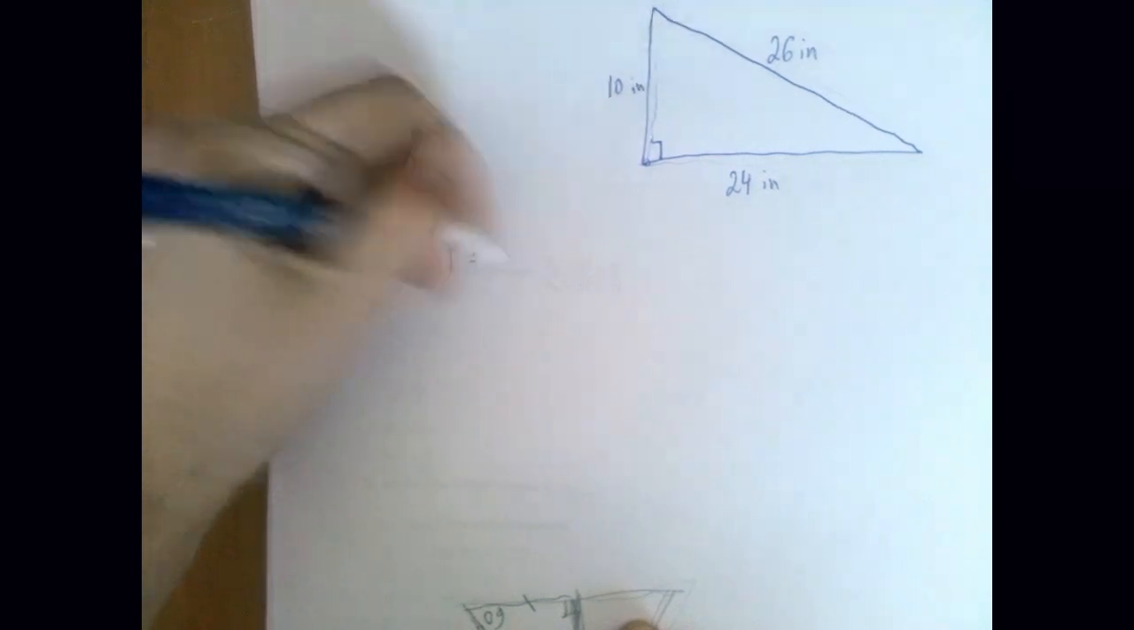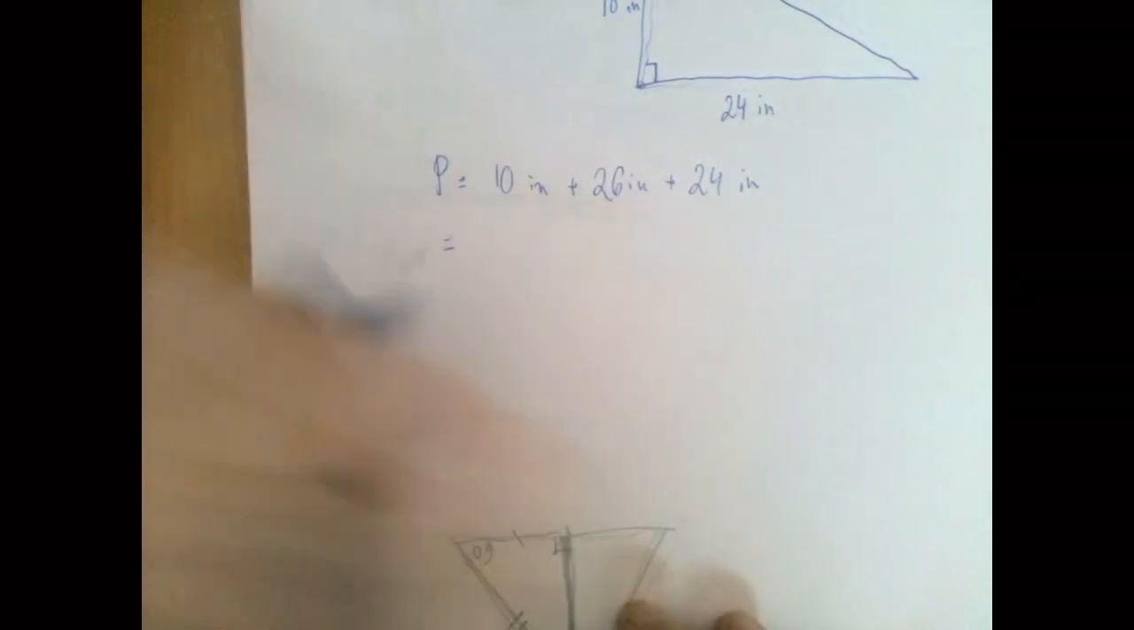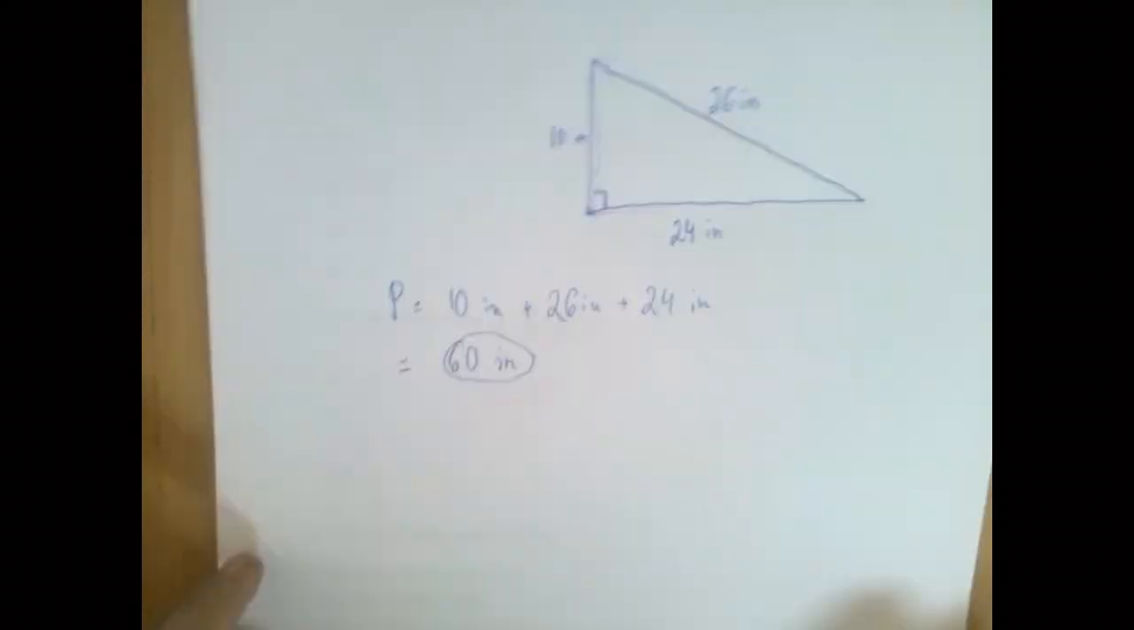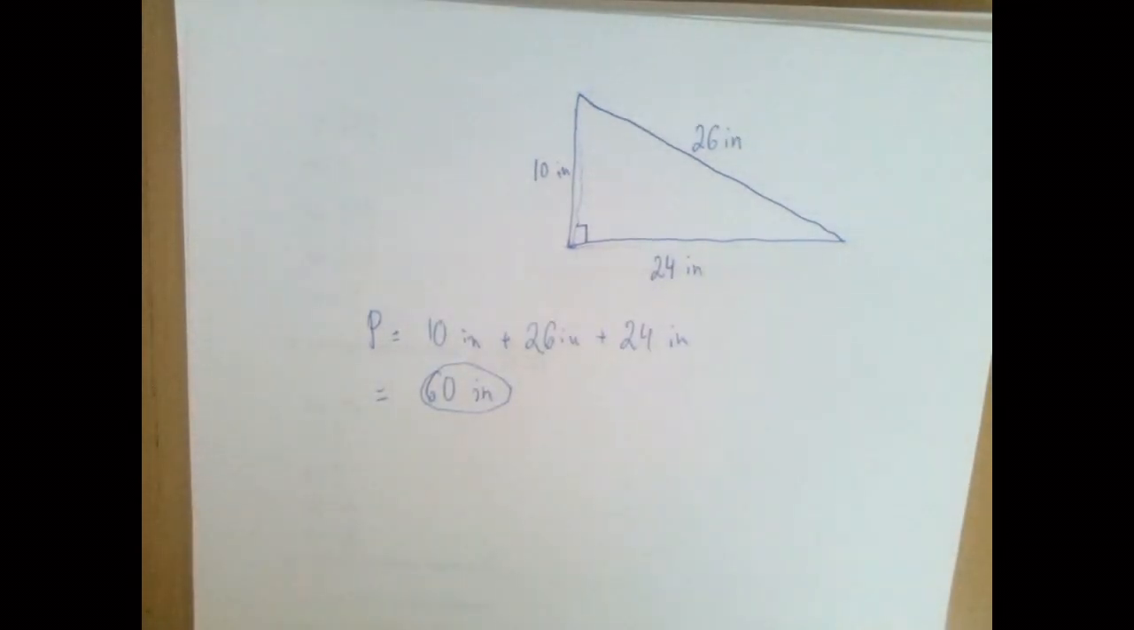So basically for the perimeter, all we have to do is add the 3 sides, and we're getting 60 inches. So the perimeter is 60 inches. As for the area, so far we only have the area formula for a rectangle where you have to multiply the 2 sides. And actually that formula took a lot of work for mathematicians.